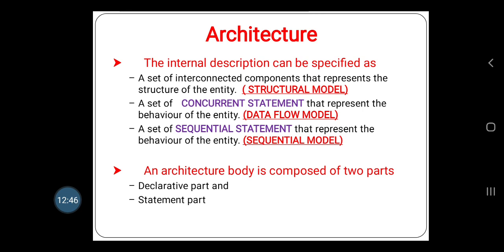and there is also a fourth architecture type, that is a mixed model, in which you can use all these three architecture models. That is called as mixed model. An architecture body is composed of actually two parts. One is declarative part and the statement part.